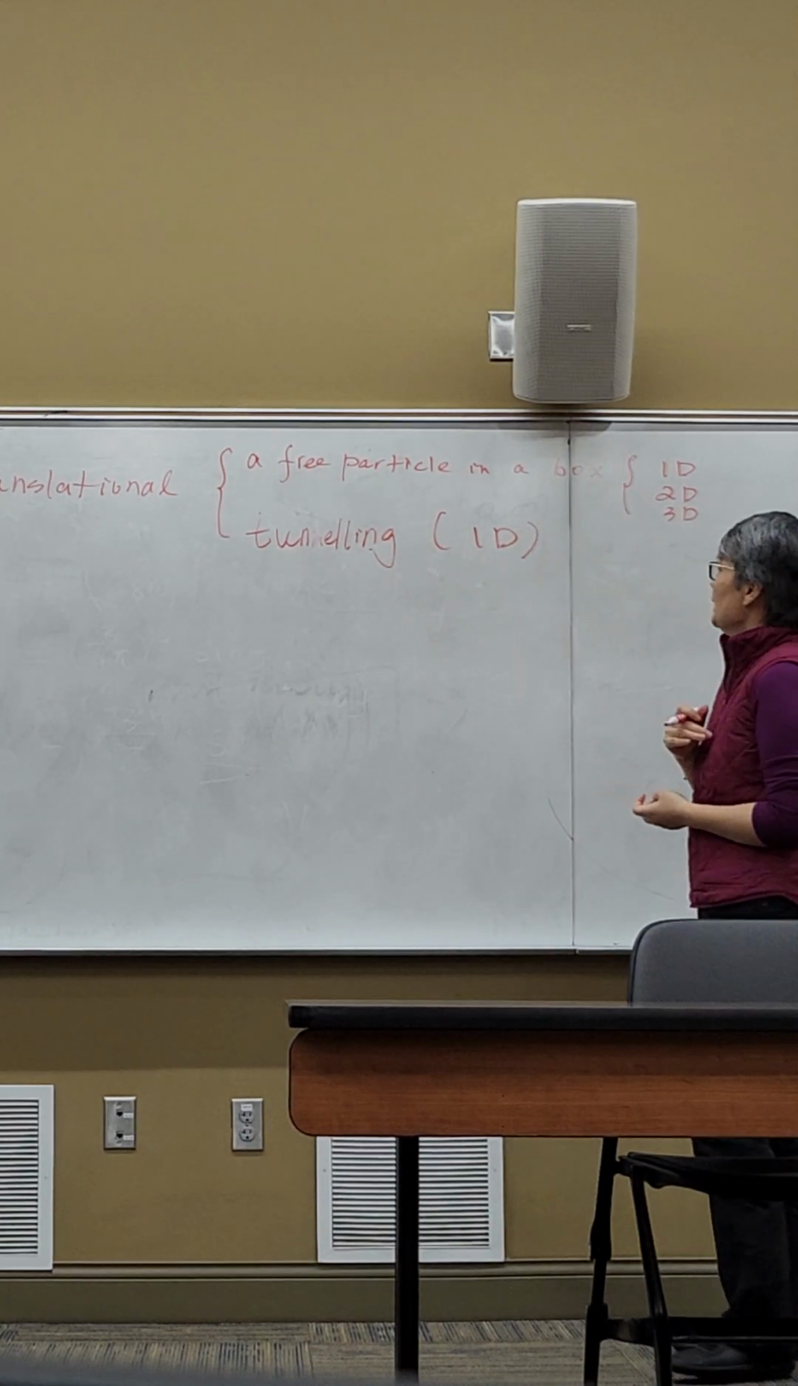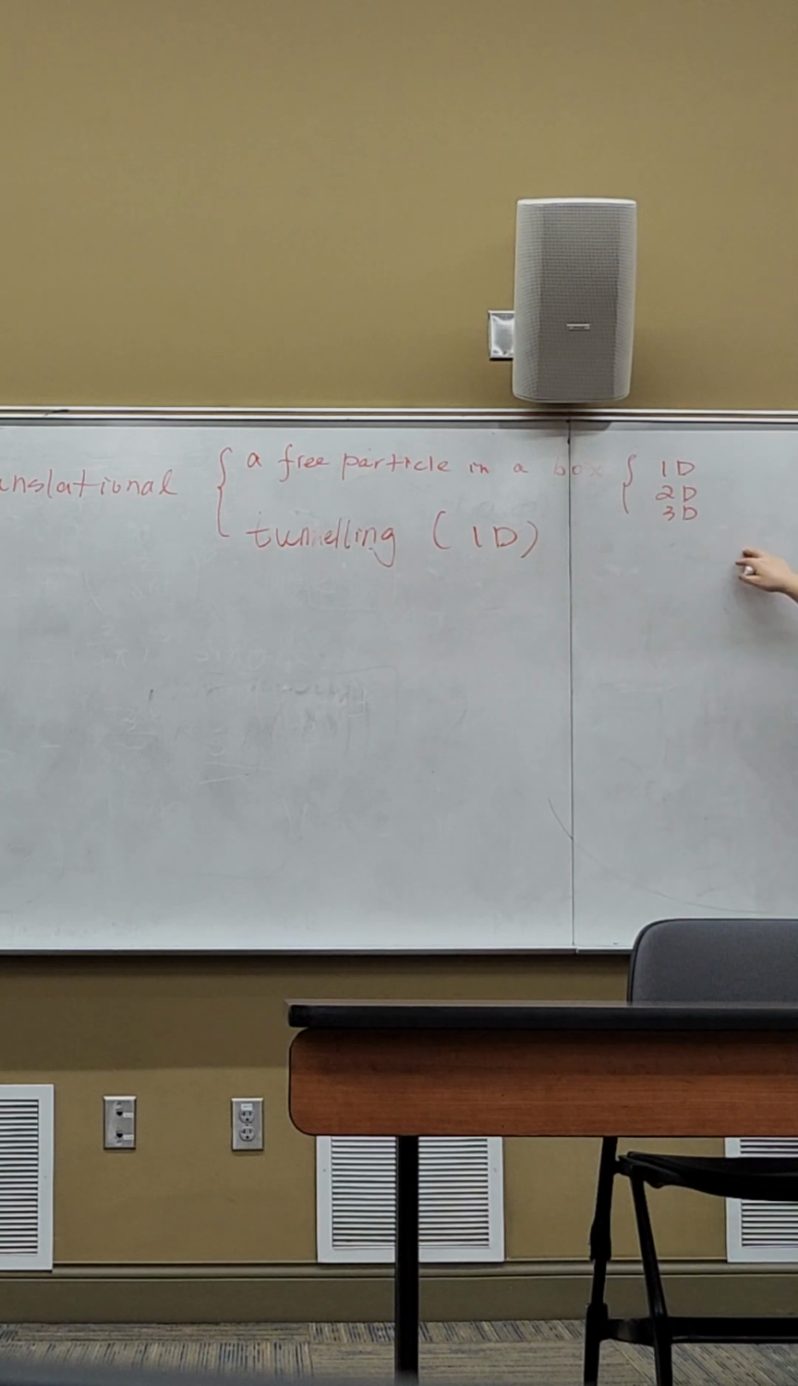All right. Now, when we do the translational motion, in one dimension, two dimensions, we will have boundary conditions. To satisfy the boundary conditions, we introduce quantum numbers. What are the quantum numbers we introduce? N1, N2, N3.